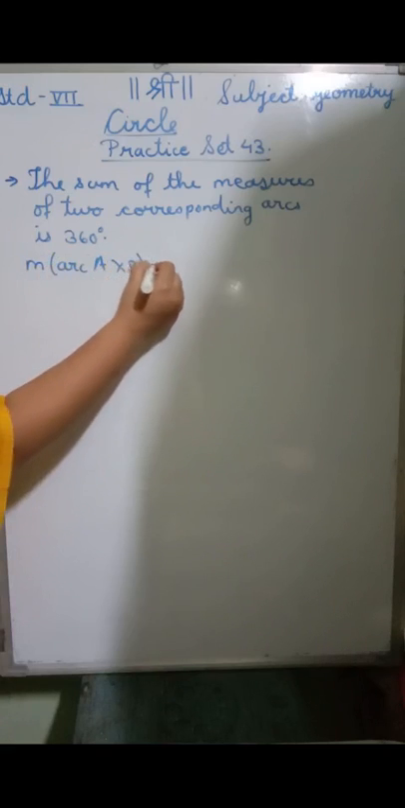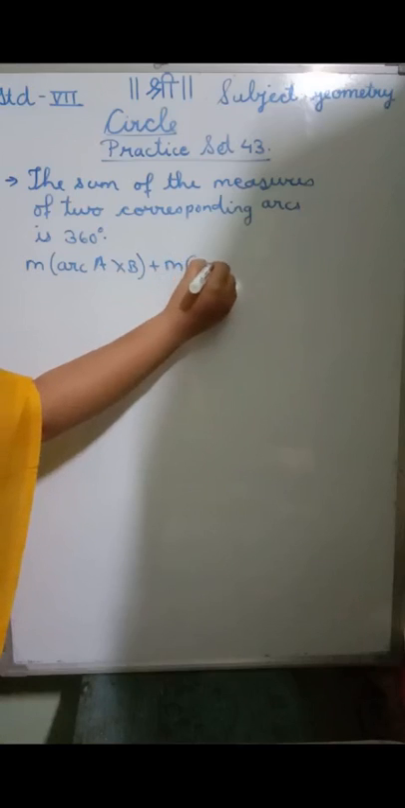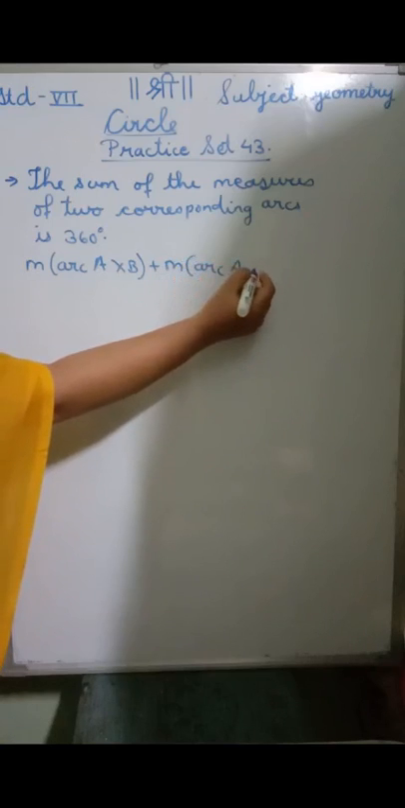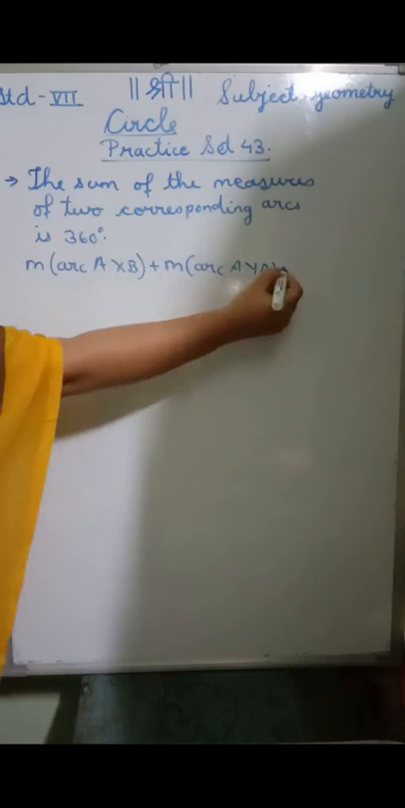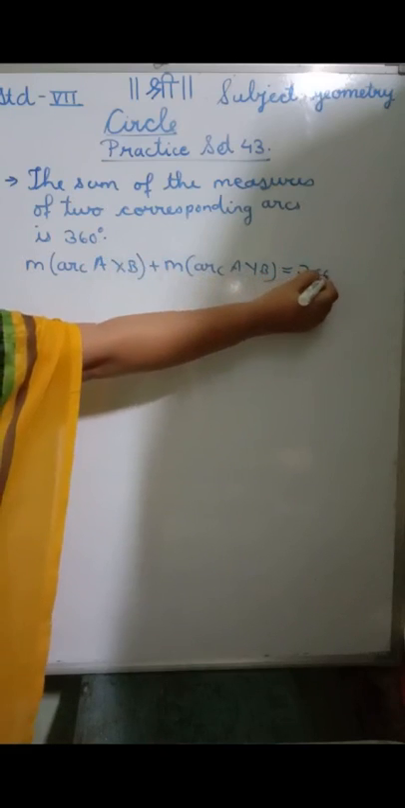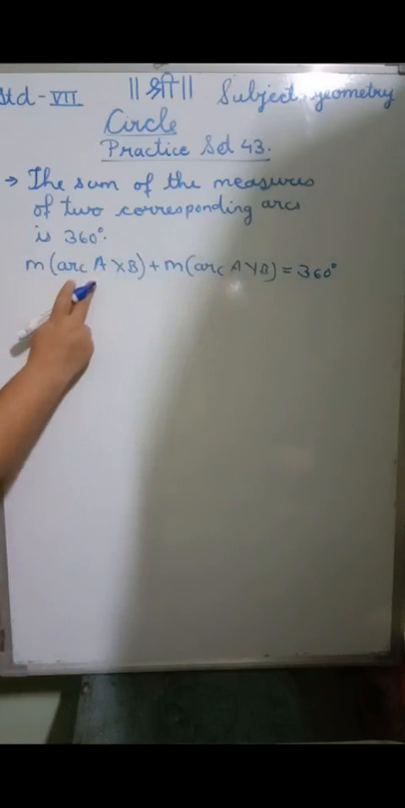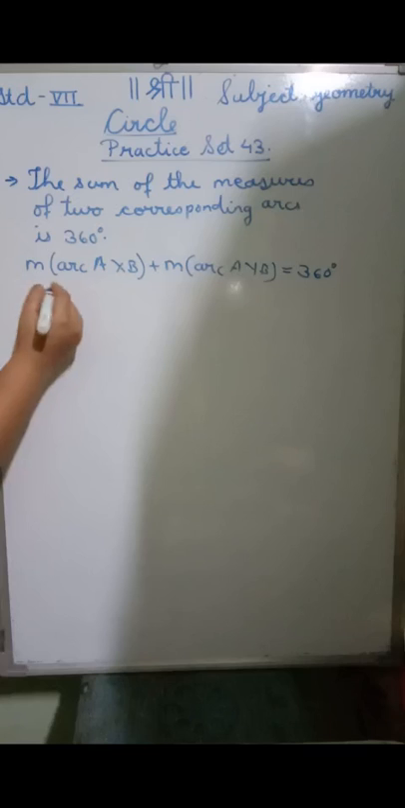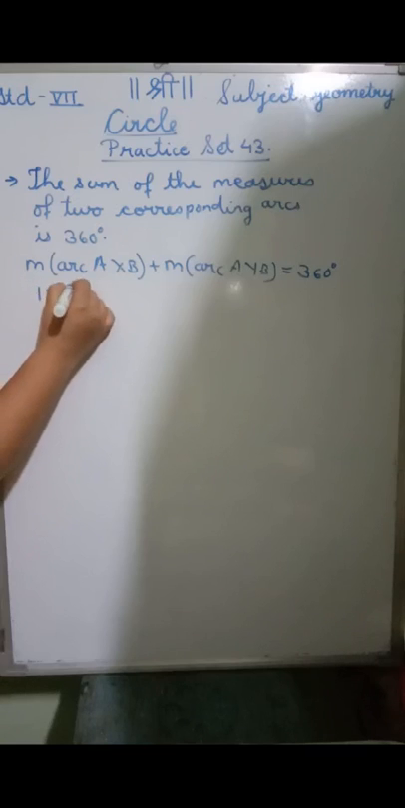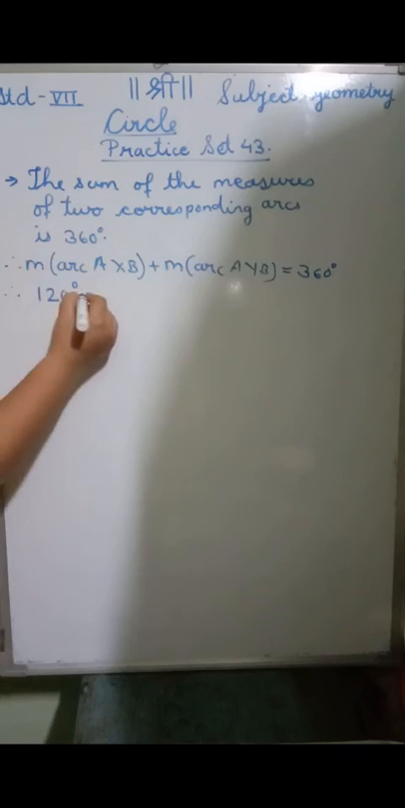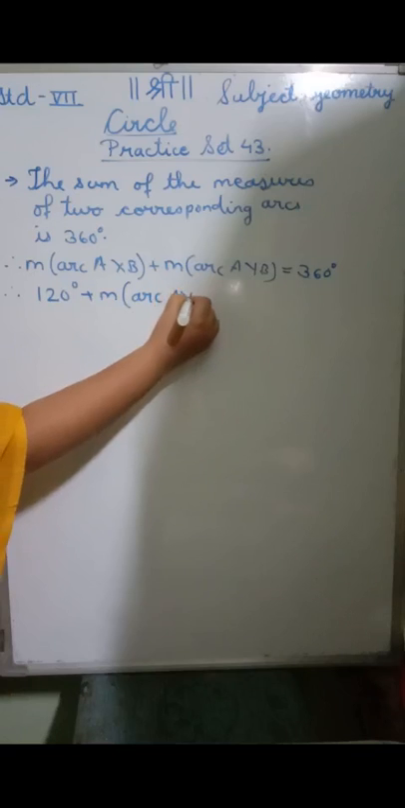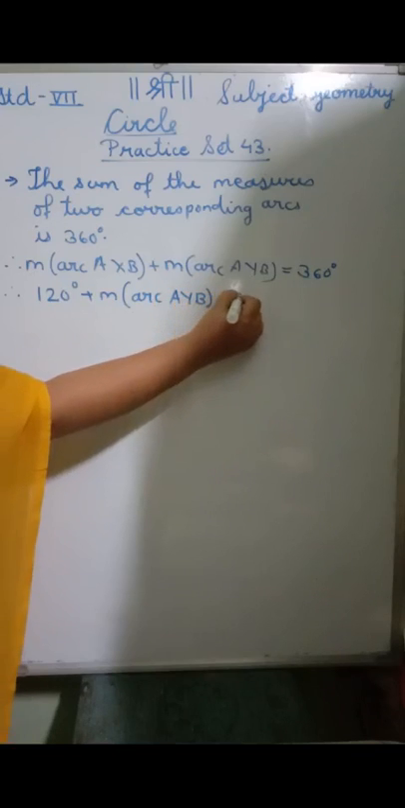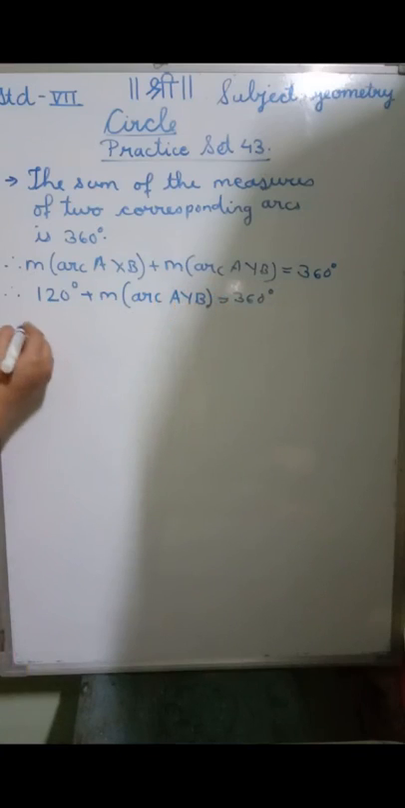Suppose we take measure arc AXB plus measure arc AYB. What are we saying? The sum of the measures of two corresponding arcs is equal to 360 degrees. So we'll write here. Now AXB's measurement they have given us, which is 120 degrees. So substitute it, plus measure arc AYB, which we don't know, so we'll write it as it is, equals 360 degrees.